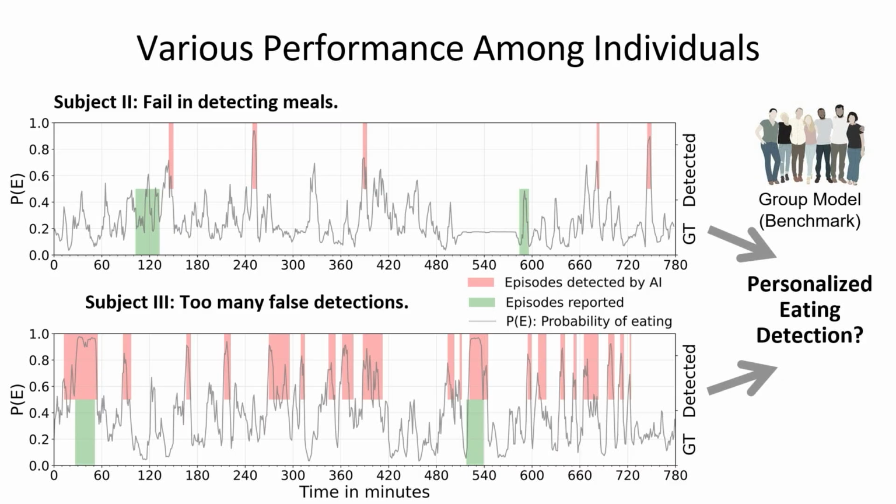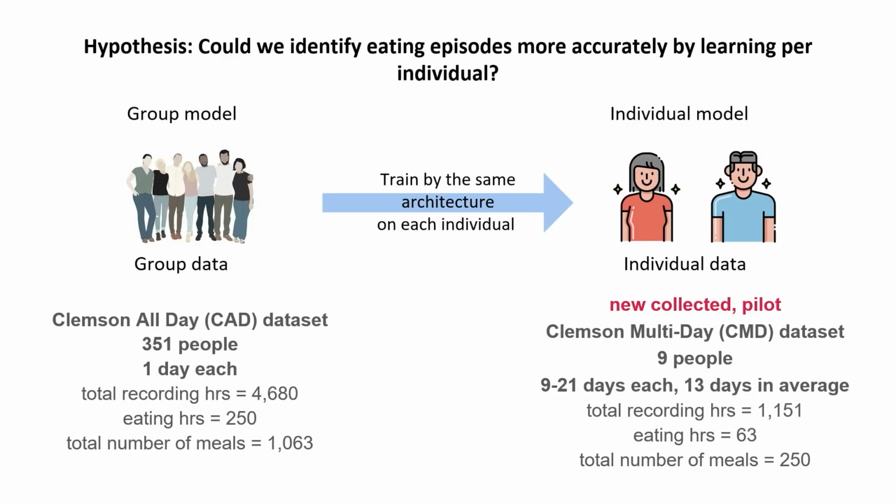Could we find a way to improve the model performance for each individual? I.e., could we do some personalized eating detection? We have 2 proposals to solve that in this study. The first one is, could we identify the episodes more accurately by just learning per individual? Previously the group model was trained on group data. Could we use the same neural network architecture, but train it on the individual? Would it significantly improve the performance?